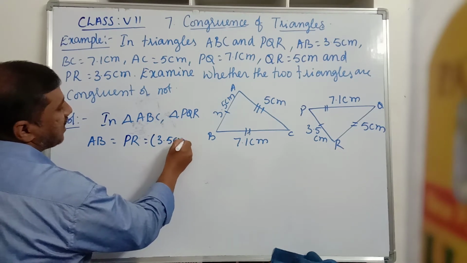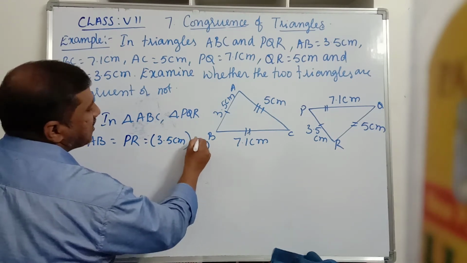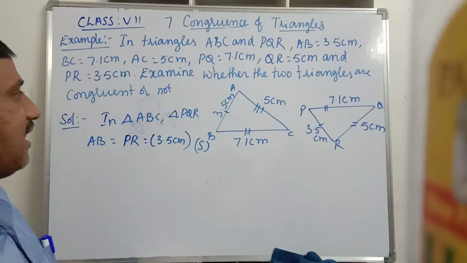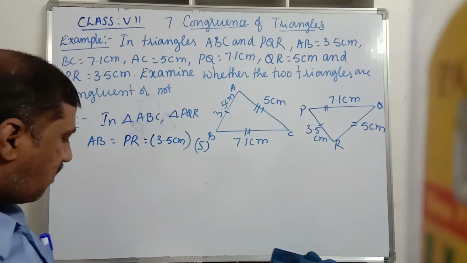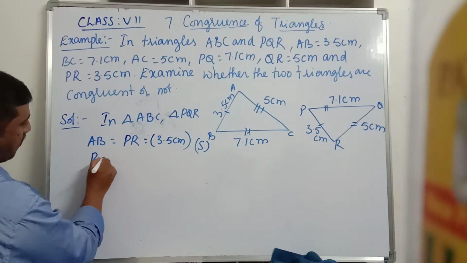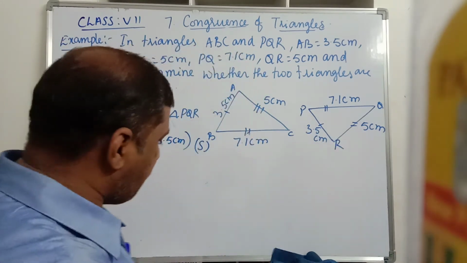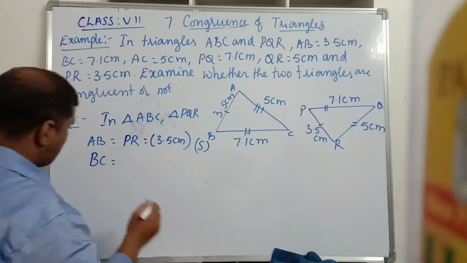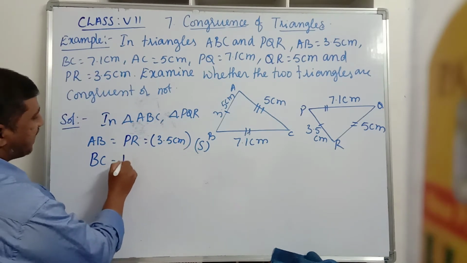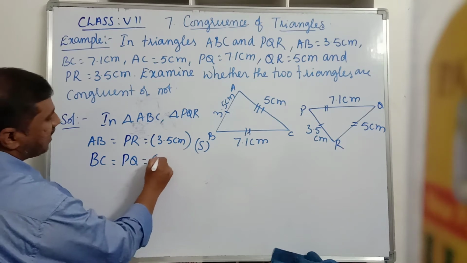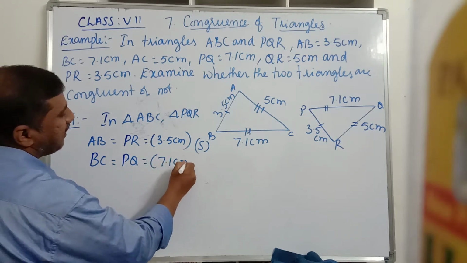3.5 centimeters. What can we use here? Side. It is related to side. Yes. Then the length of BC is equal to how much? 7.1 centimeters, and the length of PQ is equal to 7.1 centimeters. That is, BC is equal to PQ, that is 7.1 centimeters.